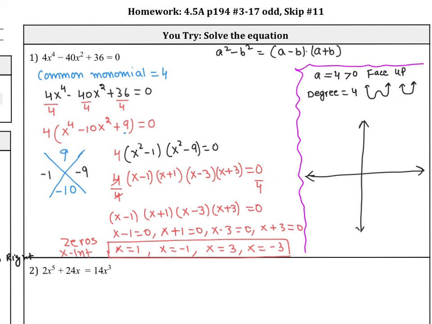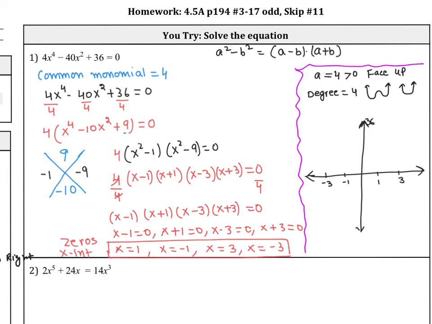So the x-intercepts we have are negative 3, negative 1, 1, and 3. So we have x-intercepts already. And if you pay attention, the y-intercept is already there as well. The y-intercept is the number where x is 0. So for example, if you put x as 0, this term becomes 0, and you're left with the number 36. 36 is going to be your y-intercept, where the graph cuts the y-axis.